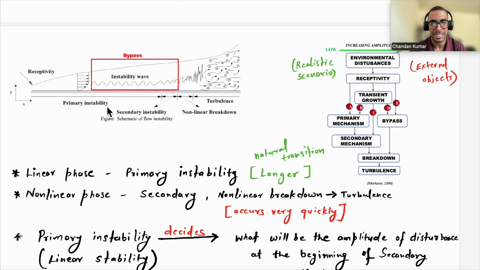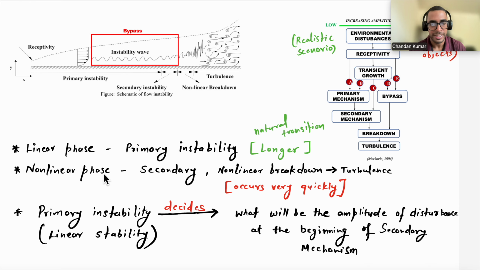And this primary instability region is a linear phase that decides what is going to be the amplitude for the secondary and maybe tertiary instability and then nonlinear breakdown. The nonlinear phase is the secondary, and the nonlinear breakdown regions that lead to turbulence, occur very quickly. So it is very difficult to even study the secondary and nonlinear breakdown.